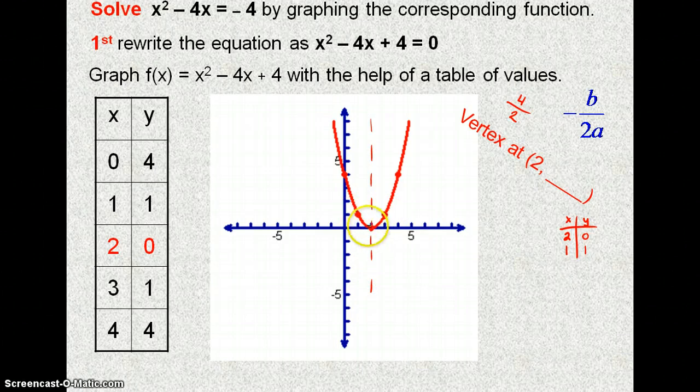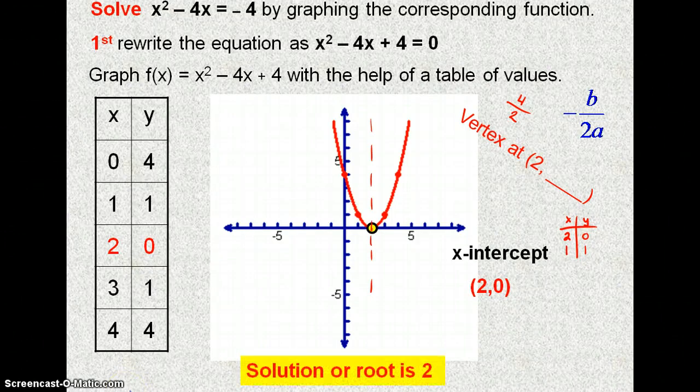That would be enough, because what are we really looking at? Only where it hits the x-axis. So these points up here don't really matter. You only need to have a little bit of this graph. This graph only touches the x-axis one time. And it's at what point? 2, 0. But we want to say the 0, or the root, or the solution, is simply 2. So you don't have to write it as an intercept.